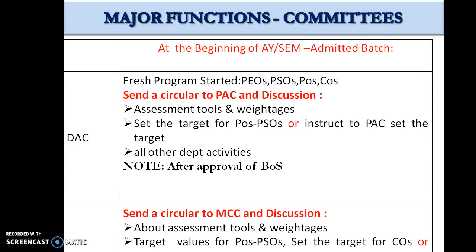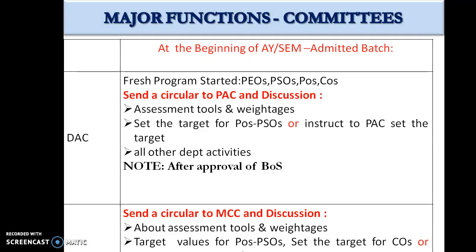Now the DAC sends a circular to the PAC, and we will discuss the main points regarding the assessment tools, since this batch has joined. What kind of assessment tools we have to consider, and the weightages we have to take care of: direct and indirect. Either the DAC will set the target for POs, because after 4 years, what kind of target we have to take on is unclear at this initial stage, or they will instruct the PAC to set the target.